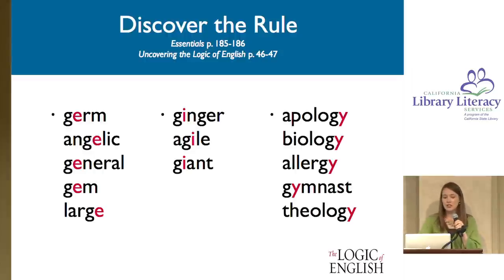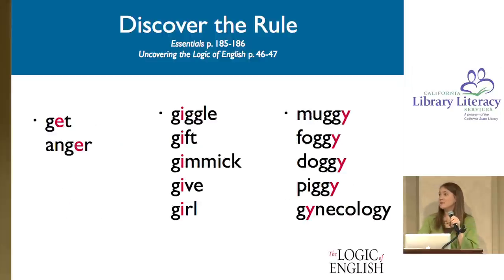Okay, so let's discover. When does G say J, as in germ, angelic, and general? Before an E. How about in ginger, agile, and giant? How about in apology, biology, and allergy? Before a Y. But I have the problem of, what about get and anger? What is it saying before an E? Yeah, what is it saying in giggle, gift, and gimmick? What is it saying in muggy, foggy, and doggy?